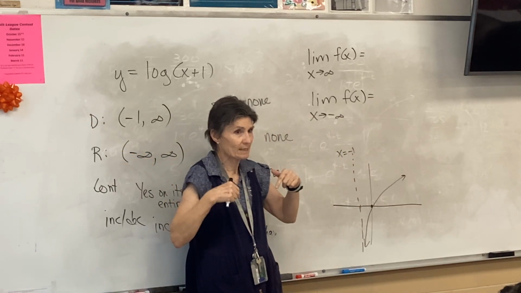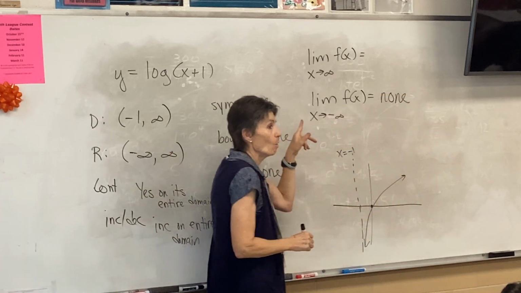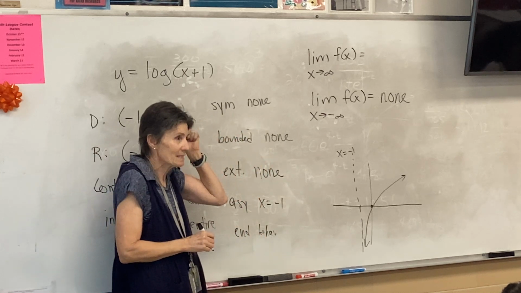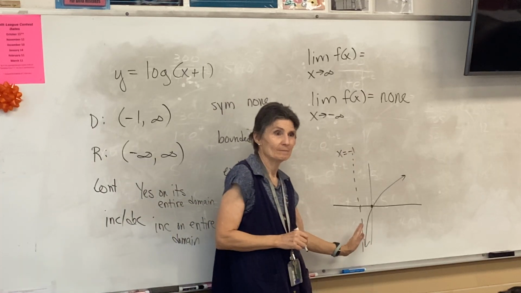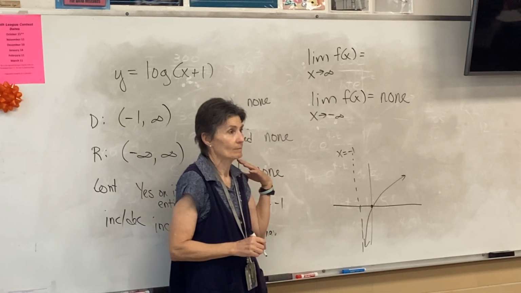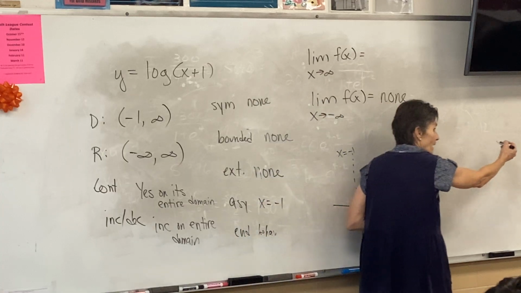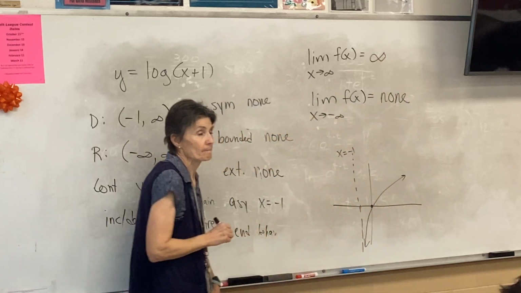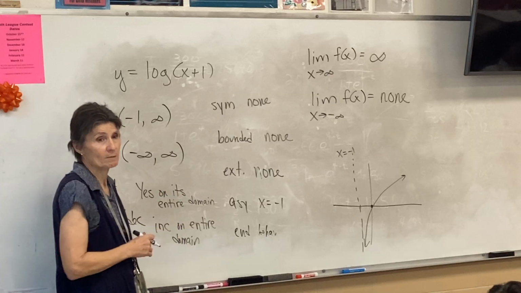This one is a little bit tricky because this one does not exist. Why does it not exist? Because you can't go to negative infinity because you've got an asymptote in the way, right? So there is no left side end behavior. Now, what about the right side? What is happening the farther out I go? Infinity. Very good. Okay, so that was a really good review, especially for your semester exam.